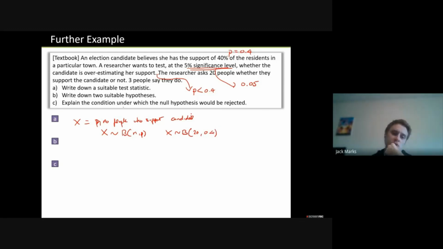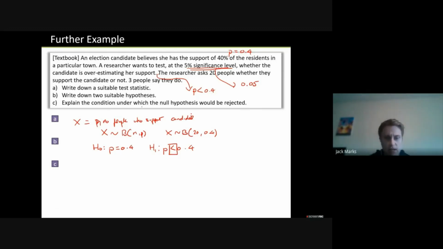So write down 2 suitable hypotheses. Well, the default position is that the support level is 0.4, isn't it? That's what the candidate believes. And in this context, that's kind of the default. That's the thing that we need to prove wrong or prove right. So the alternative, the researcher thinks it's actually less. And the inequality sign here is how we would examine whether we look at the lower tail or the upper tail. And can you see here, because this is saying less than, we would look at the lower tail. That's what we would do.